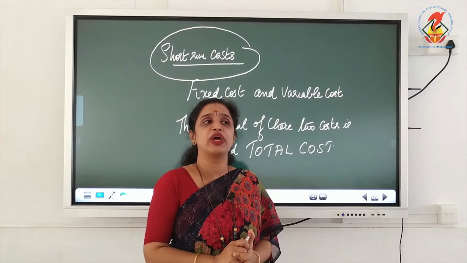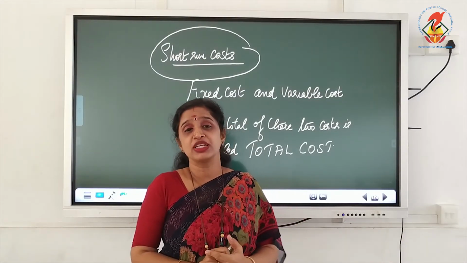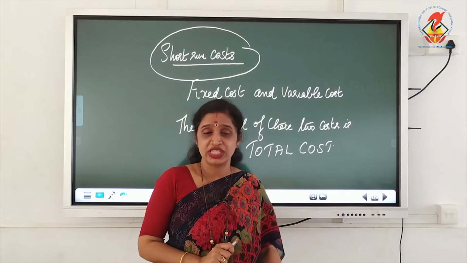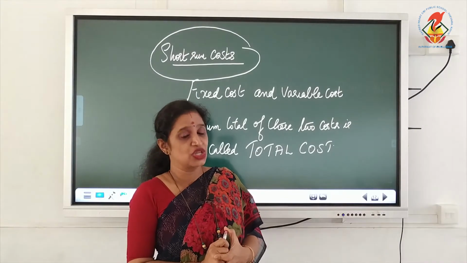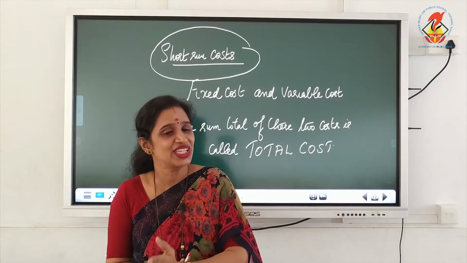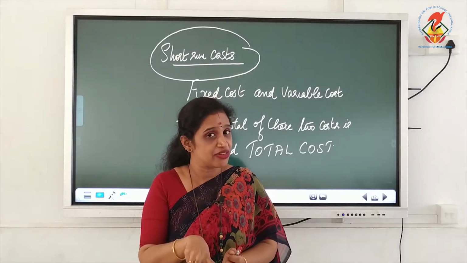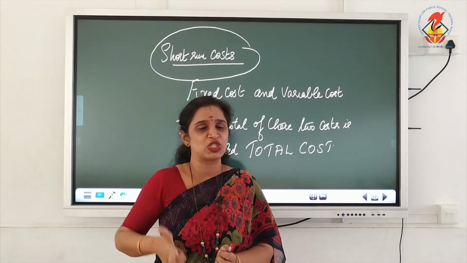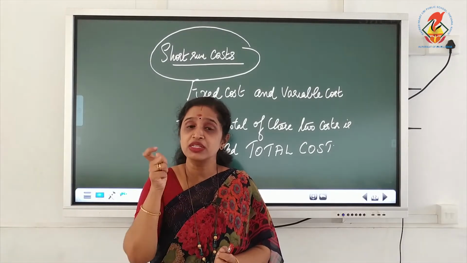Now when I speak to you about the short run cost, what should come to your mind? In short run, there are two factors, one is fixed factor and the other one is variable factor. So the cost of fixed factors and cost of variable factors both come under short run cost. Fixed cost as well as variable cost, because we have learned that some factors will be fixed and some factors will be variable. So cost of the fixed factors is fixed cost and cost of variable factors is variable cost.